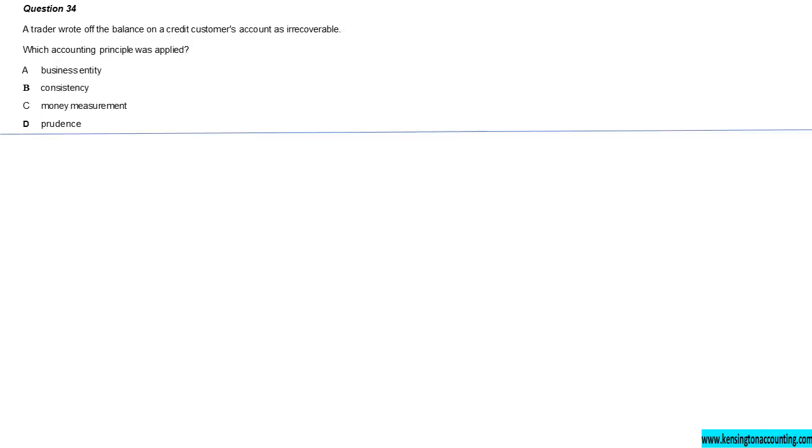Question 34 is about accounting principle. A trader wrote off the balance on a credit customer's account as irrecoverable. Which accounting principle was applied? Now, we're talking about a potential loss which the trader has decided to account for in the year. Now, obviously, it is about the Prudence Concept.